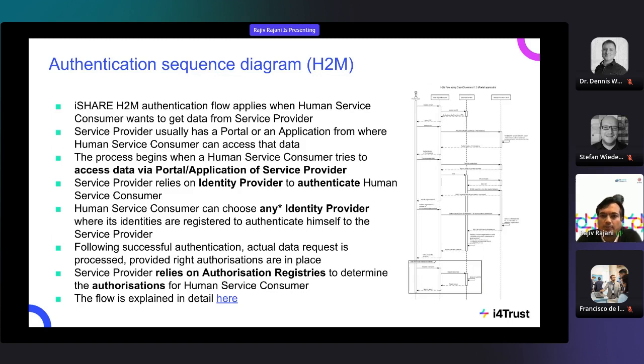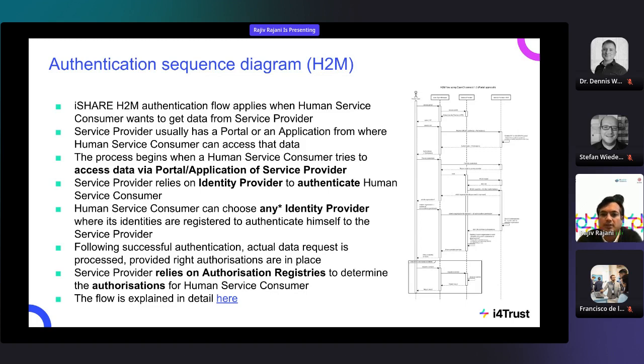Similarly, for human-to-machine interaction, a similar flow is there. However, now it's not two servers talking, but also a human element is present, which needs to interact with either a portal or an application. The steps are a bit different because now you also introduce identity providers. Remember that humans in iSHARE are always represented via identity providers. The reason is that identity providers maintain a certain level of assurance while onboarding human identities onto themselves, so that other organizations or service providers can be assured of the identity of a particular human representing a particular organization.